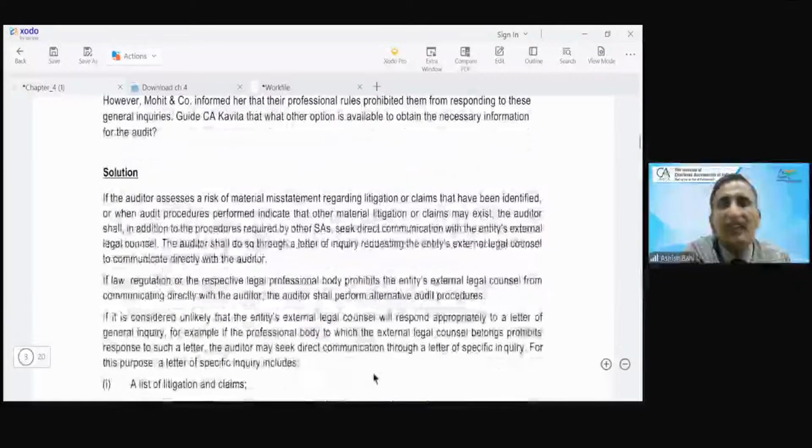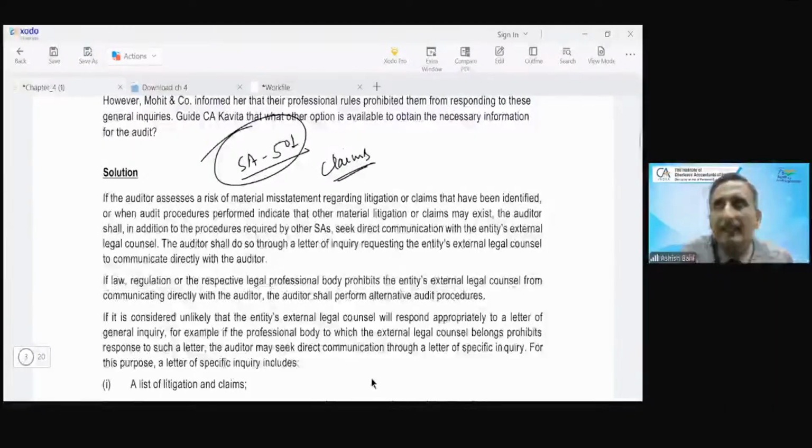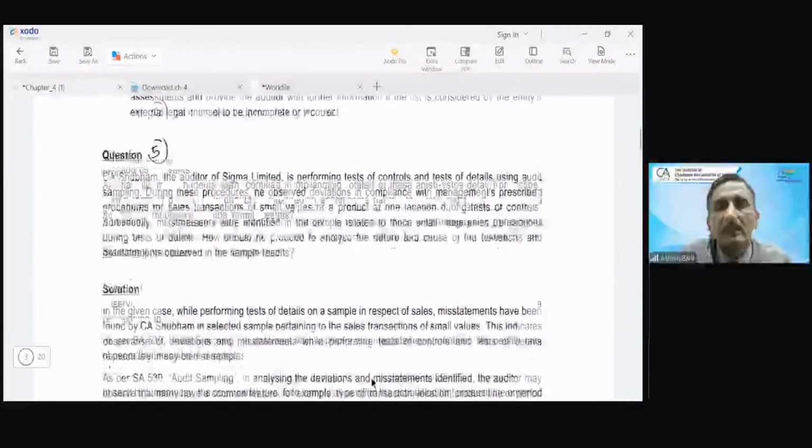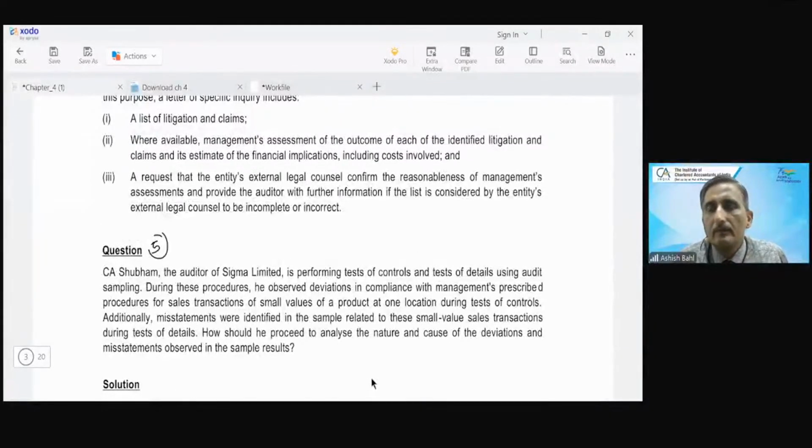So this is contained in SA 501, in audit considerations. SA 501 deals with three things, students, as you know: inventories, litigations or claims involving the entity, and segment information. So this part relates to litigations or claims involving the entity. Clear? See the next question. Now this question relates to sampling.